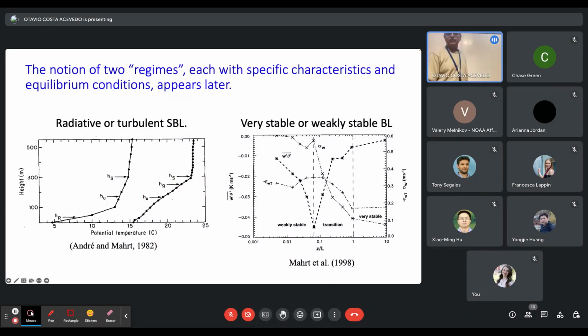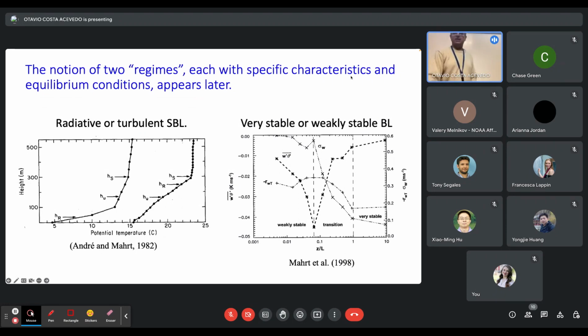More recently, the idea of two regimes has been better established. There is this very famous paper in Denmark, 1982, where they established the idea that the stable boundary layer can be either radiative or turbulent, depending on the type of cooling that dominates. If it's dominated by radiative cooling, you have a very sharp gradient near the surface, but restricted to a much shallower layer. If you have enough turbulence, the turbulence will be able to mix over a deeper layer. So you have a stable boundary layer that's thicker, but not as stable.